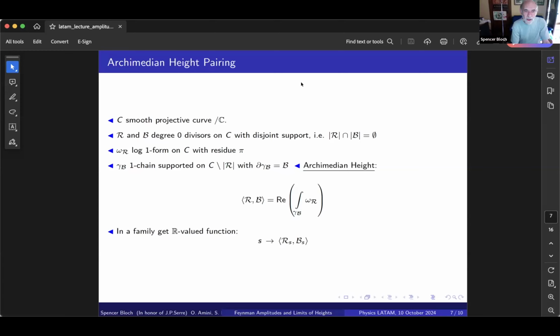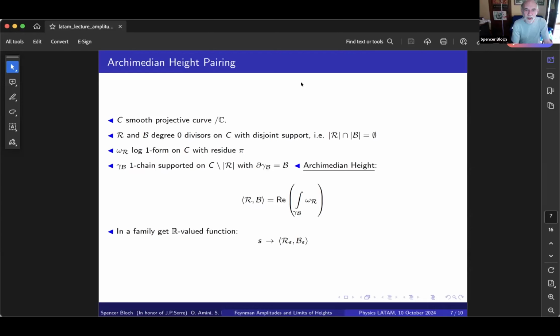Okay, and on the other hand, we take another object, a one chain. This is a geometric object, a path, supported on C minus this A, and the boundary is the cycle B. So this is a chain with endpoints, and if you look at the endpoints with the appropriate multiplicity, you get the cycle B. And remember, B and R are assumed to be disjoint. So by definition, the height, angular brackets R B, is the real value of the integral over the path gamma B of this logarithmic one form omega R.